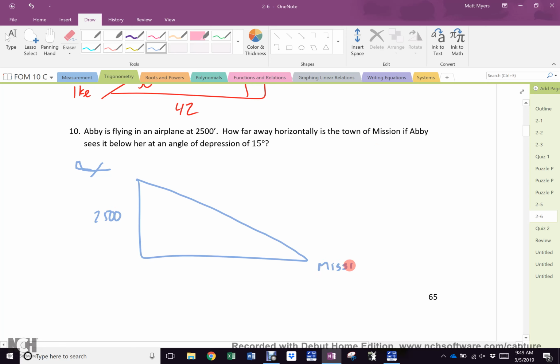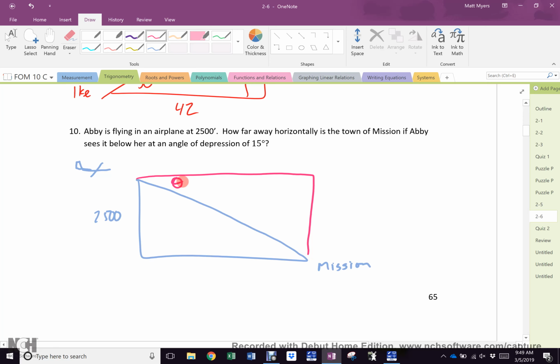Mission. Now, here's the problem if you drew the triangle before you read the question. How does she see the town of Mission? She sees it at an angle of depression of 15 degrees. Do I have an angle of depression in that triangle the way I have drawn it? No, I do not. So I need to actually know something about math. I need to know that I should have drawn the triangle this way, and then where would be the angle of depression? Top left. Right here would be my theta.